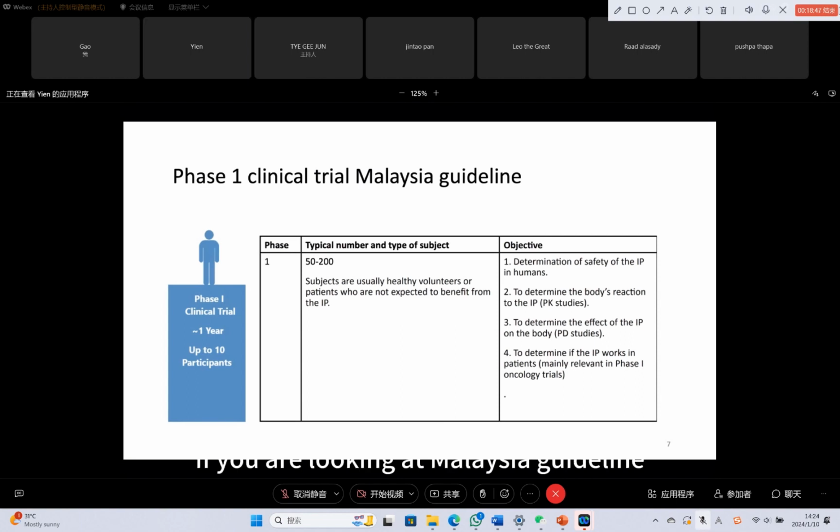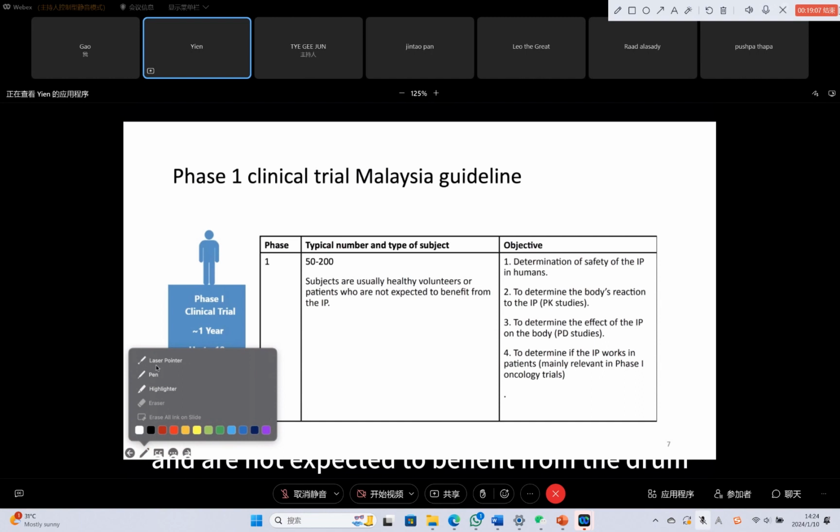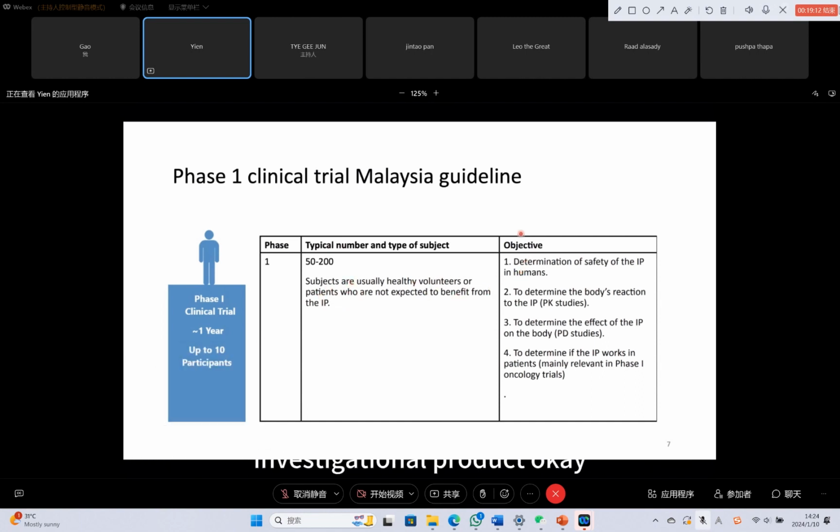If you are looking at Malaysia guidelines, there is a typical number of subjects that are used. According to the Malaysia guideline, clinical trial phase 1 is 50 to 200 subjects, which are healthy subjects or patients with specific disease who are not expected to benefit from the investigational product. Okay, so the objective again is very important. This is the third time that I'm saying the objective of the clinical trial is to study the PK, PD, and the safety of the drug.